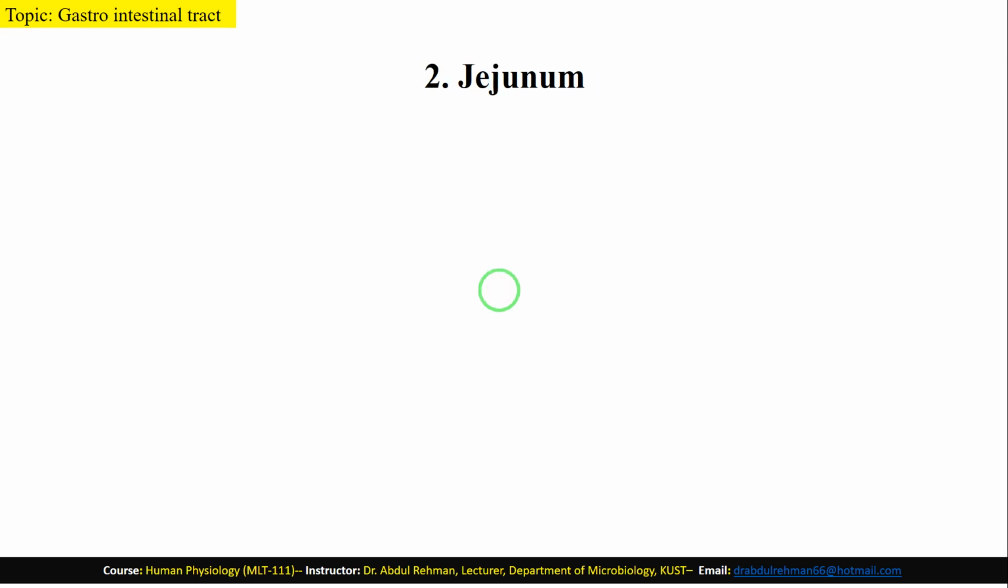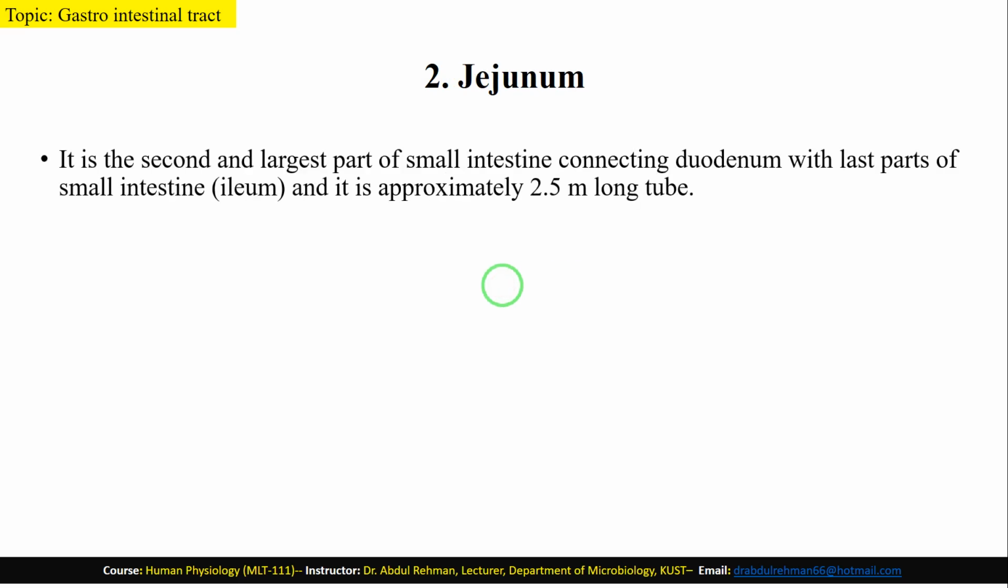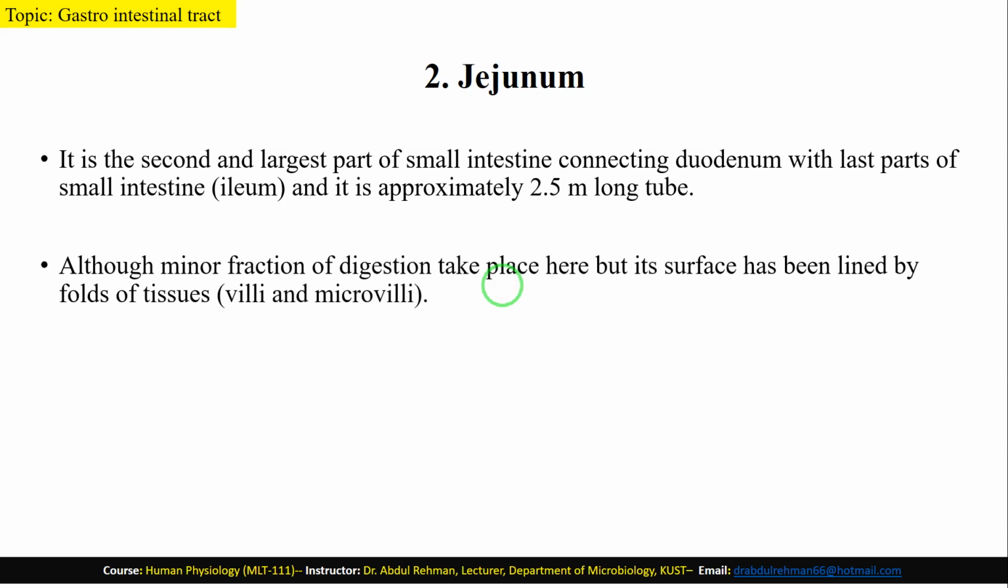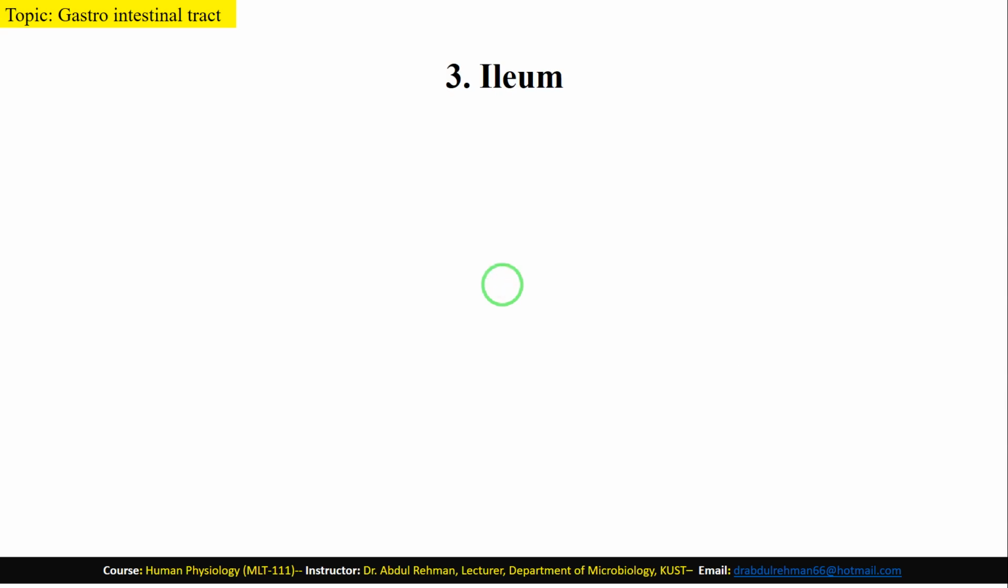The second part of the small intestine is the jejunum, which connects the duodenum with the ileum. It is an approximately 2.5-meter long tube, and a minor fraction of digestion takes place here, but it contains more villi and microvilli. That's why maximum absorption of nutrients takes place here in this part of the small intestine.